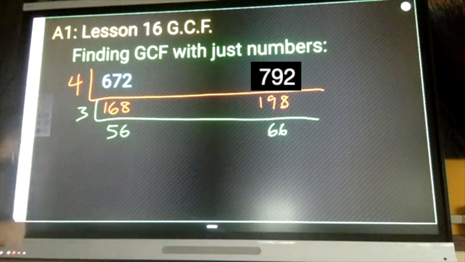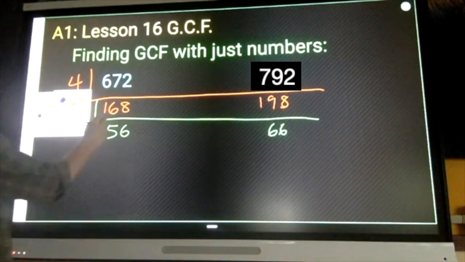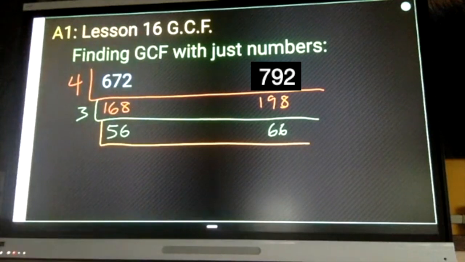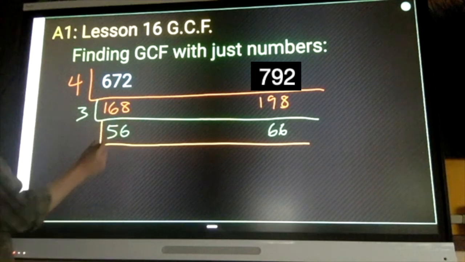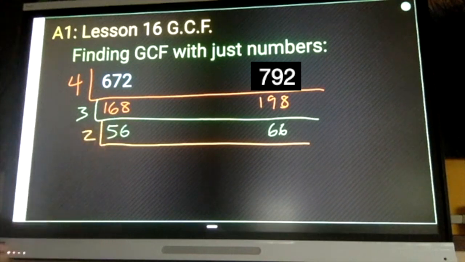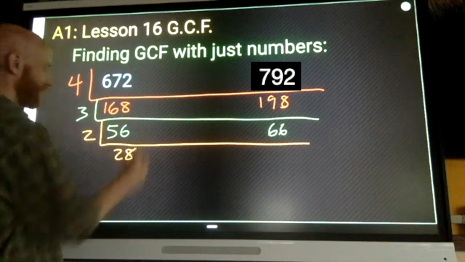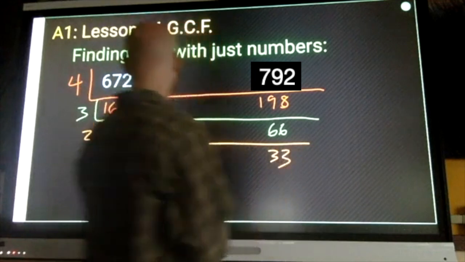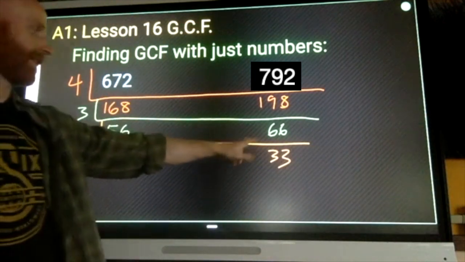All right, and you keep asking that question until you have prime numbers or relatively prime numbers left at the bottom. So what number goes into both of these? Let's go with 2. 2 goes into 56 28 times, and it goes into 66 33 times. All right, 4 times 7, 2 times 2 times 7, 3 times 11.